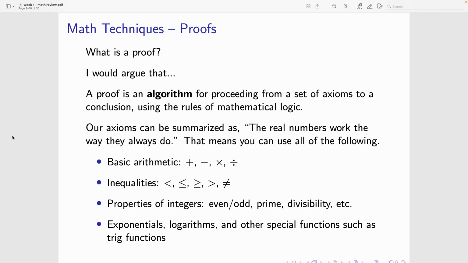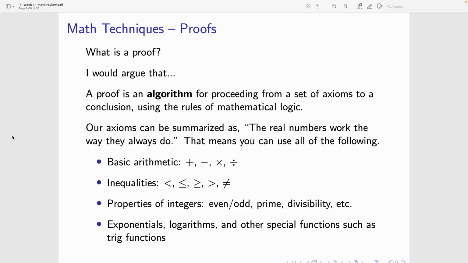So one good way to describe proofs in that sense is that a proof is an algorithm for proceeding from a set of axioms to a conclusion using the rules of mathematical logic. Whew. Don't you think a proof is like, I don't know, an argument that something's true? Like, that's really precise. But it's good to be precise. So, what does all that stuff mean?